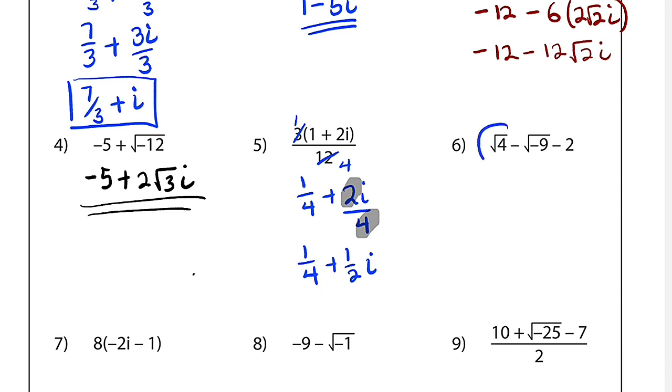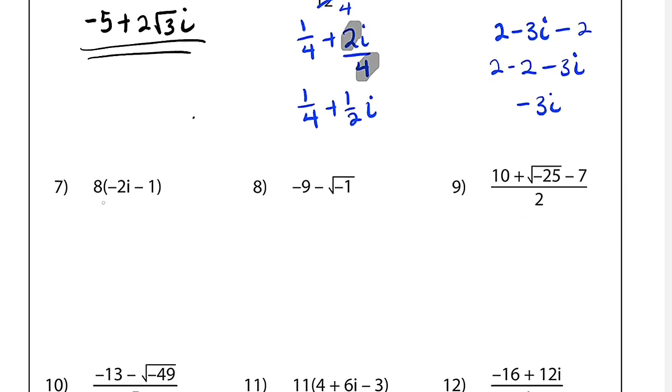Number 6, we have the square root of 4, which is equal to 2, minus the square root of negative 9. Remember, it is the same thing as taking the square root of 9, then you multiply by i because of that negative 1. So this is 3i. Then we have minus 2. Bring the real parts together. You have 2 minus 2, then minus 3i. 2 minus 2 is 0. So the whole of this is just negative 3i because the real part is now 0. But if you like, you can include it.